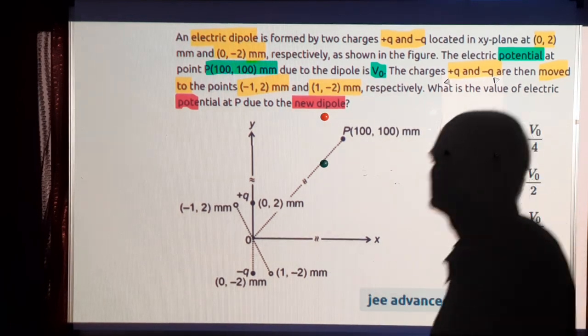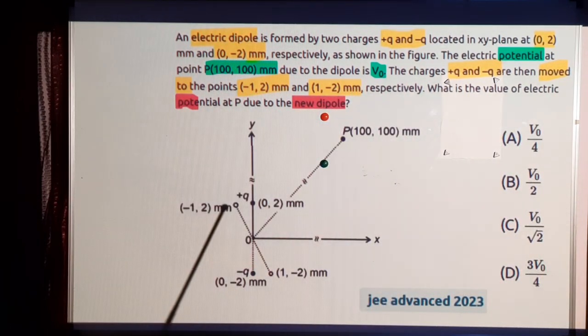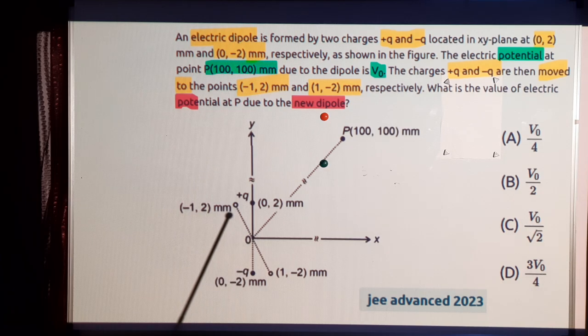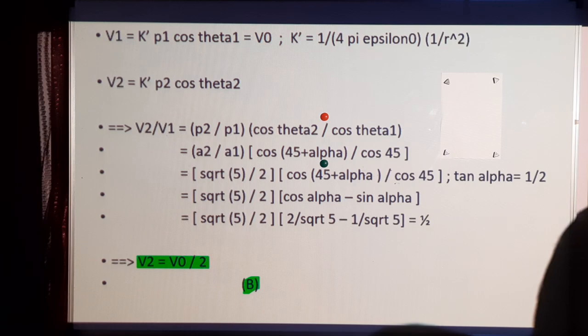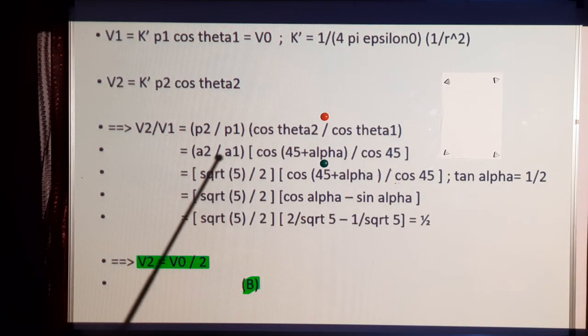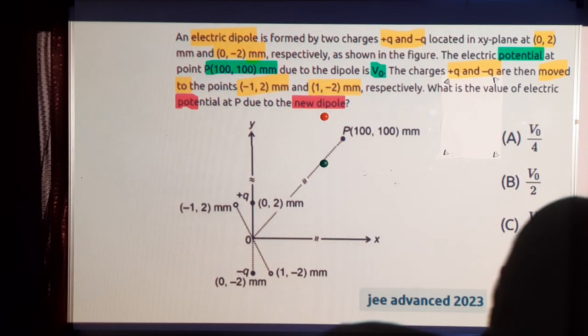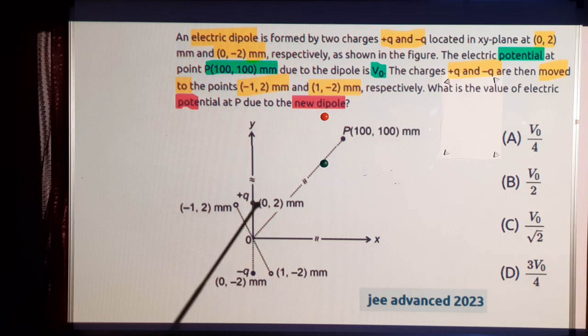This is root 5. In the first case, A is from here to here, that's 2 mm. Second case is this one. That can be got from the Pythagoras theorem. This is 2 square plus 1 square, because this coordinate is minus 1. So from here to here, it's 1. So 1 square plus 2 square is root 5. So A2 is root 5, square root of 5. First case, the A1 is from here to here, 2.